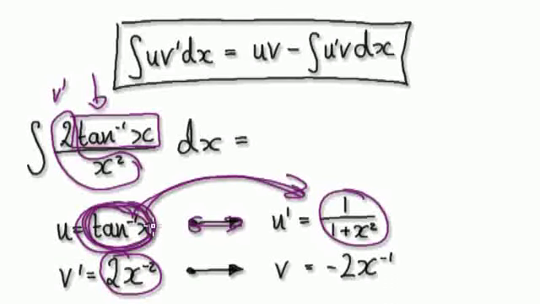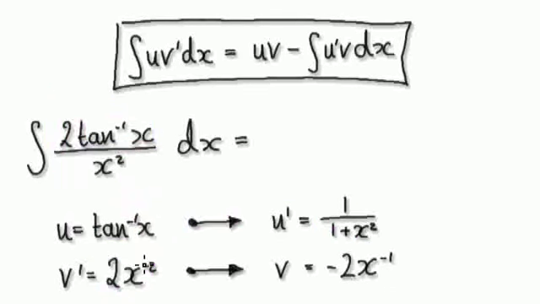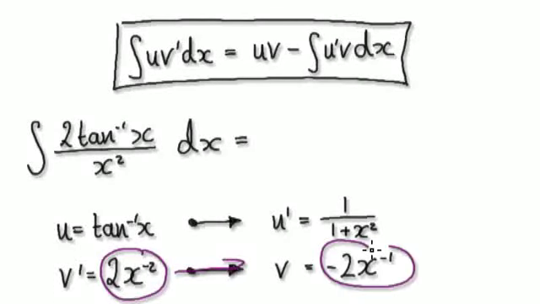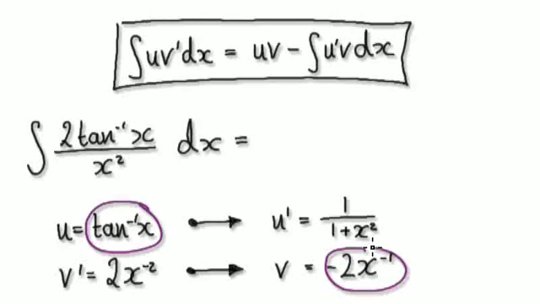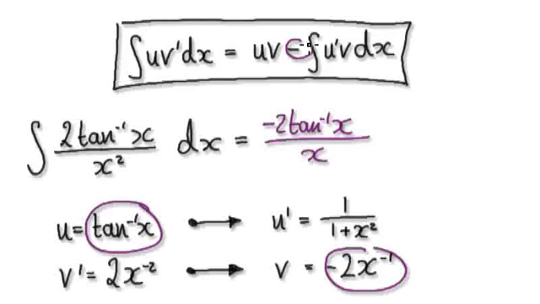Okay. So you should be able to differentiate inverse tan of x. It will give you this. And then, well, if v prime equals this, then if you integrate, v will then give you this. So now blindly follow this instruction here. u times v. Well, u times v would give you, hang on, let me think, would give you minus 2 inverse tan of x over x. Okay, and then you've got your minus here, and then the integral.